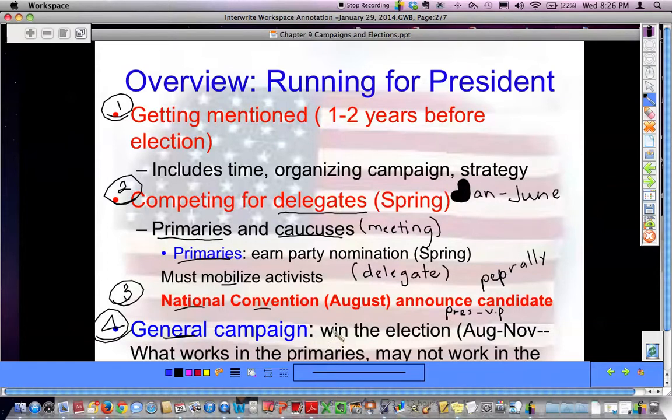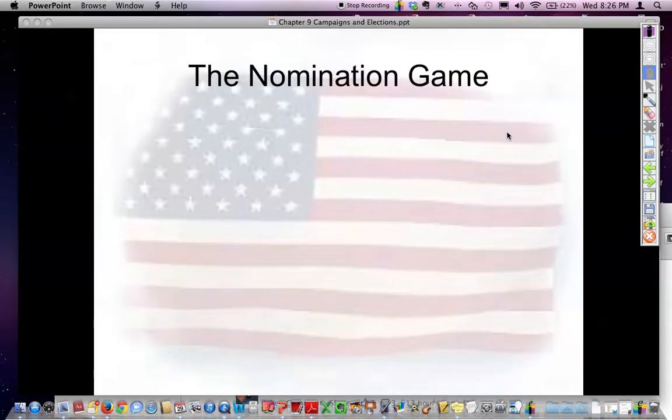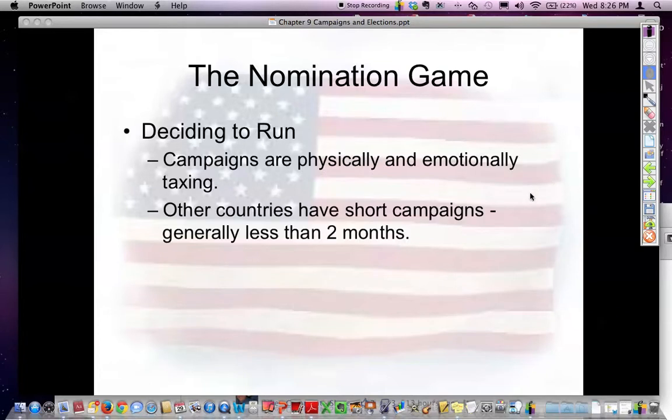A campaign strategy for the candidate is what works in the primary may not work in the general election. Candidates often have to move toward the center, and we have talked about that before, to appeal more to an independent voter, because many times independent voters are the ones who are going to swing the election. So that's a general overview. I'm going to go in specifics a little bit more as I take you through this first part of the slide.